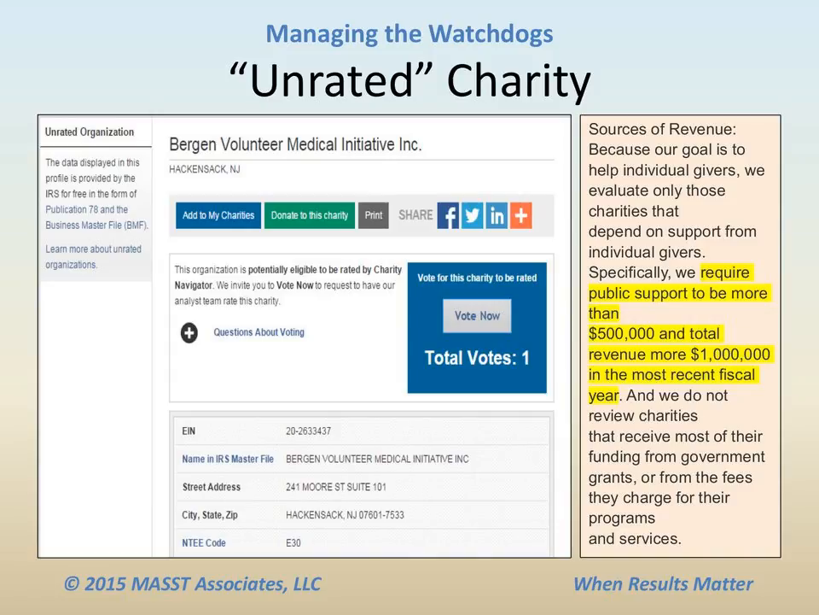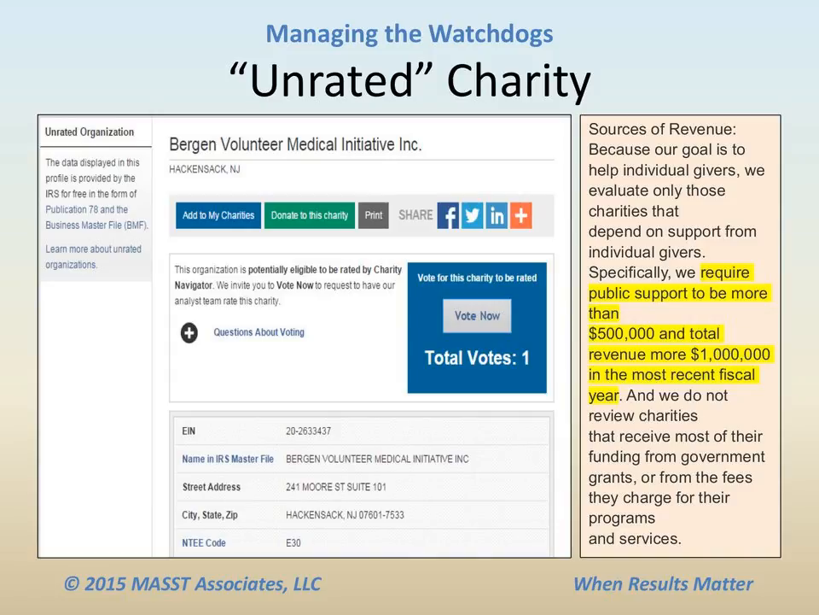I want to mention briefly some information about what they call unrated charities, as I mentioned a moment or two ago. There is some bare bones information on their website about unrated charities, including an explanation of why a particular organization is not yet rated. In this case, this happens to be a client of ours who looks like they may potentially be eligible to be rated by Charity Navigator based on their revenue and the sources of their revenue. And you'll see that there's a Vote Now button provided there.